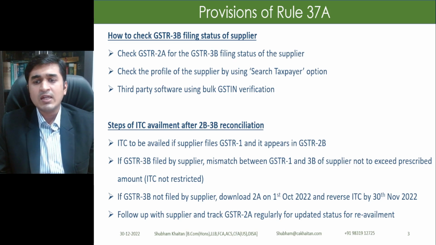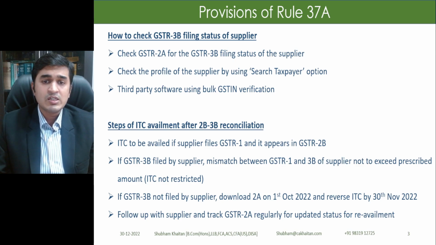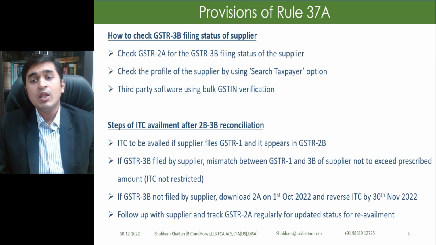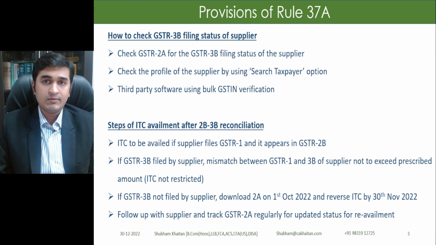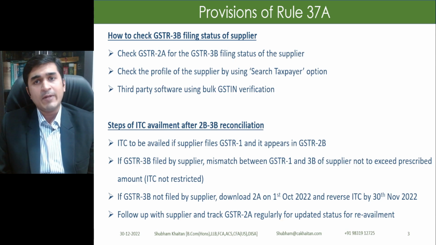So if he files his 3B within the due date, he would have to reverse it either in September month's GSTR 3B or by maximum October month's GSTR 3B, not beyond that. So the recipient needs to do that. Further to this, whatever reversals he has made, he needs to keep on looking at GSTR 2A and follow up with the supplier to ask him to furnish his 3B.